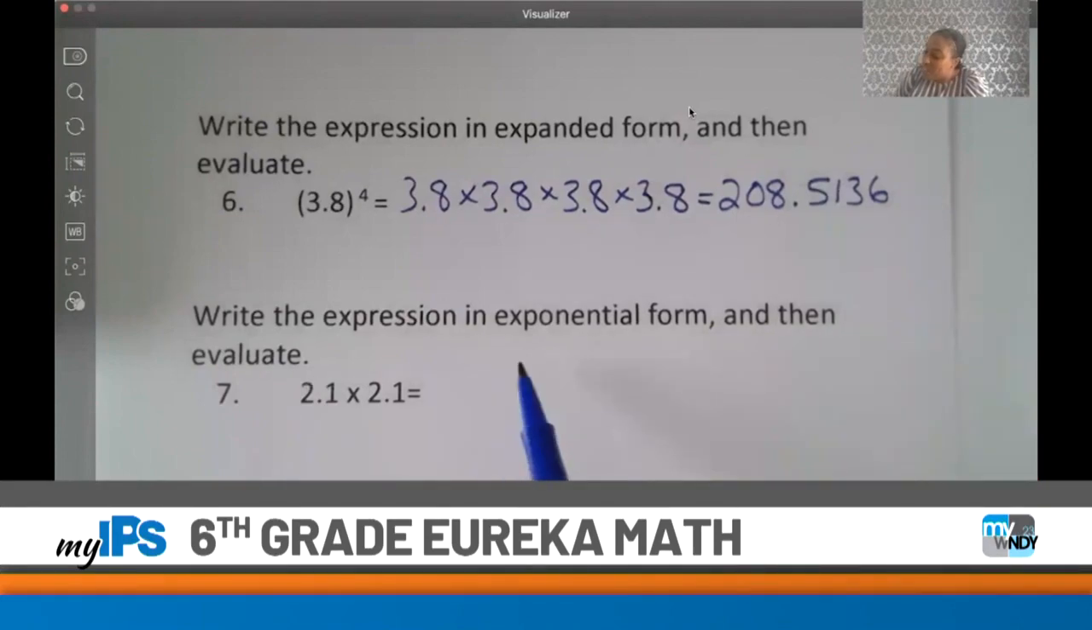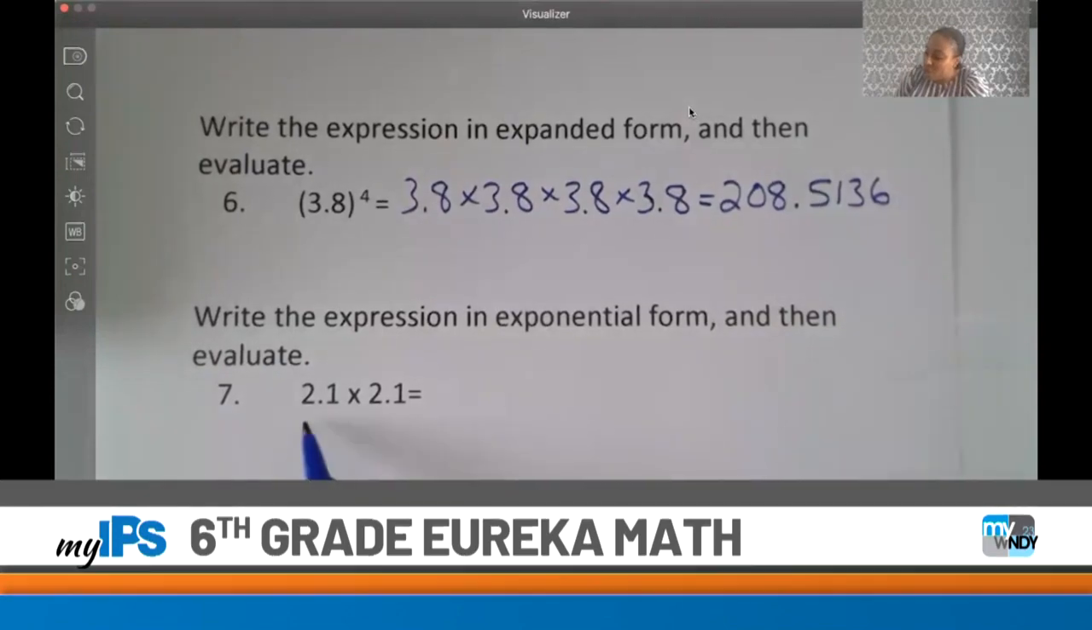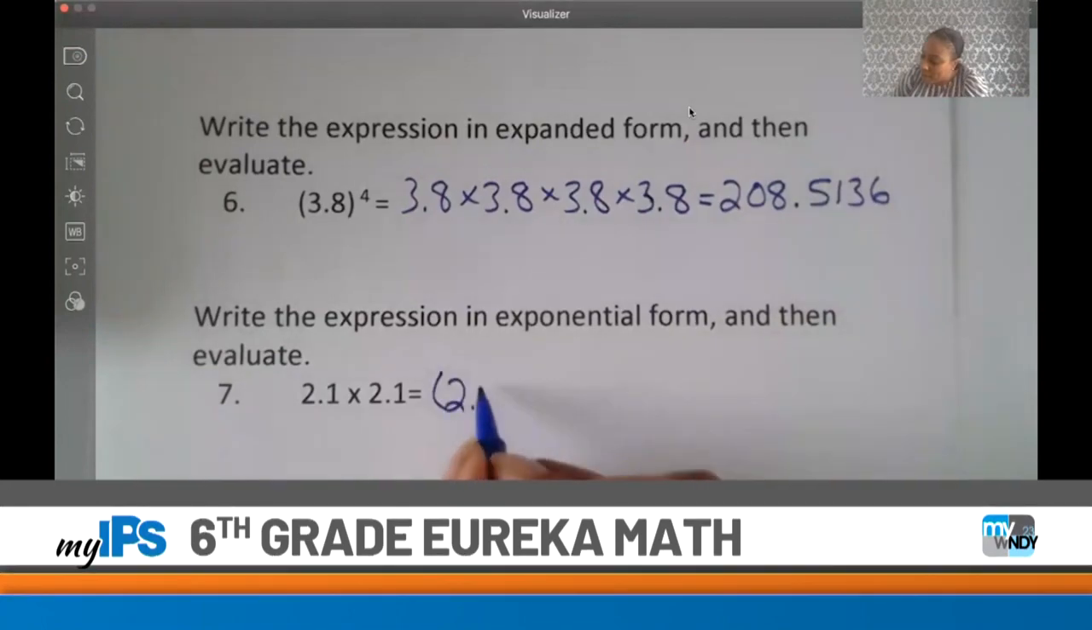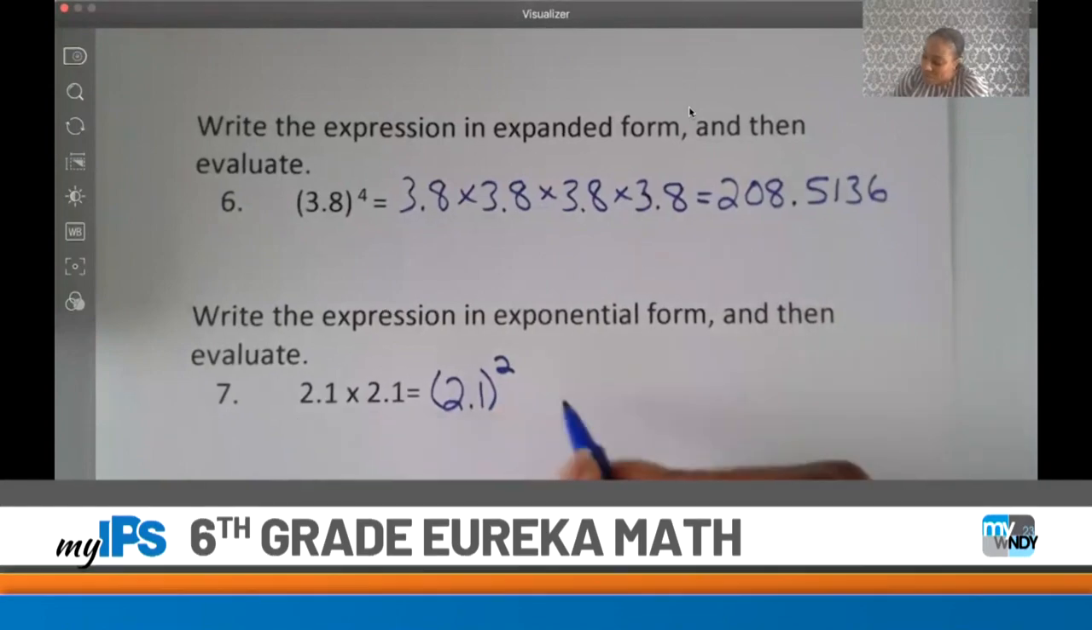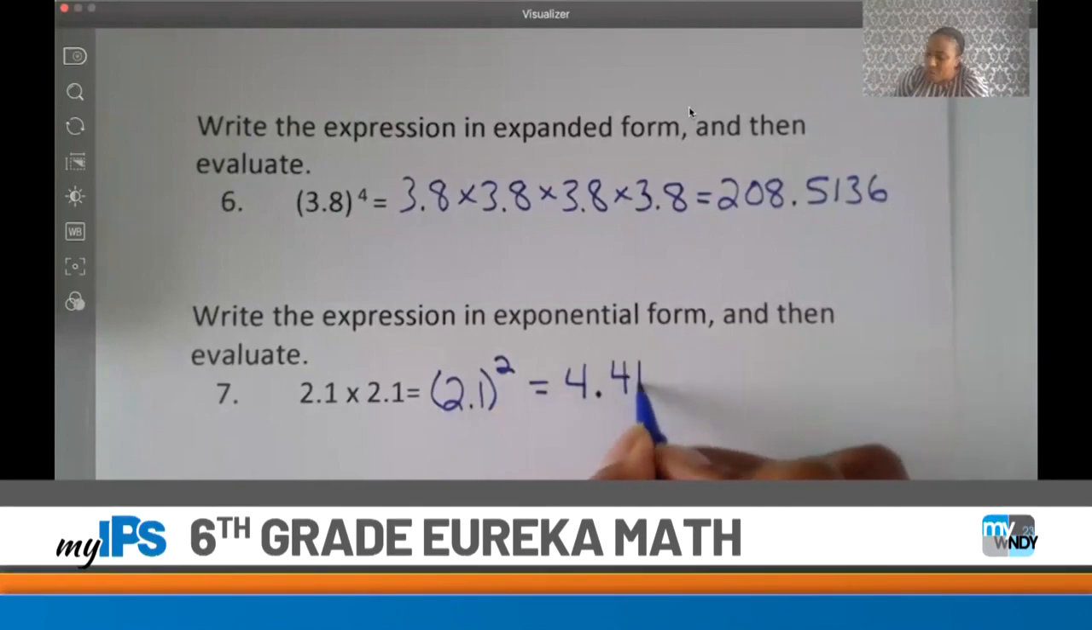Write the expression in exponential form and then evaluate. 2 1/10 times 2 1/10. Well, I have 2 1/10 written twice, so 2 will be my exponent. When I multiply in the calculator 2 1/10 by 2 1/10, I will have an answer of 4 41/100.